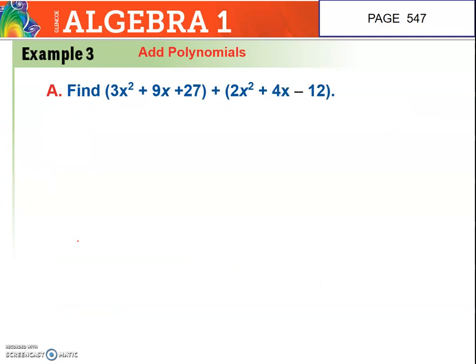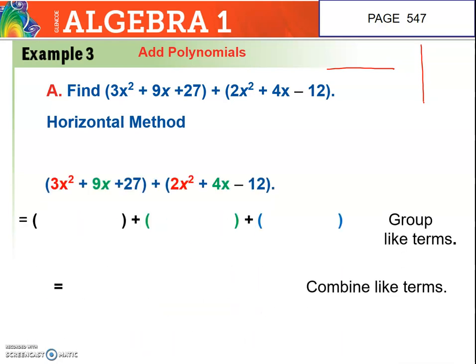Now adding polynomials. In adding polynomials, there are two methods. We have the vertical and we have the horizontal. Horizontal is the x-axis and vertical is the y-axis. So in that case, using the horizontal method, I'm using the color to explain first.